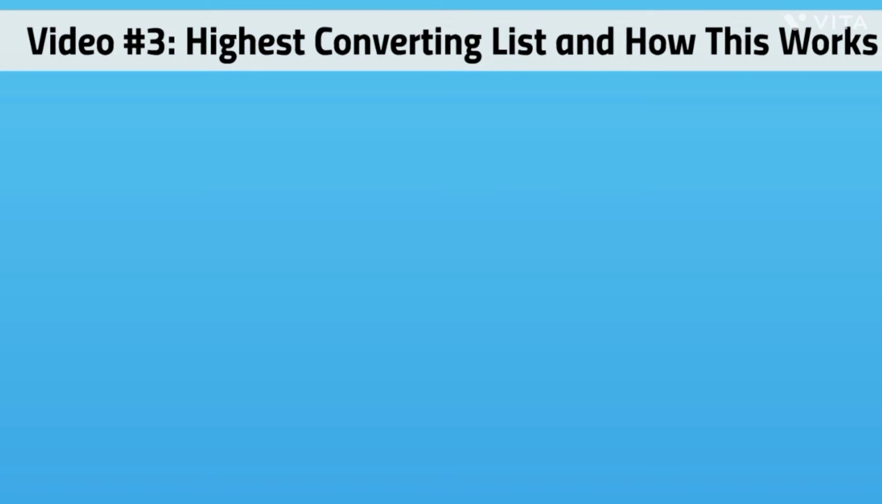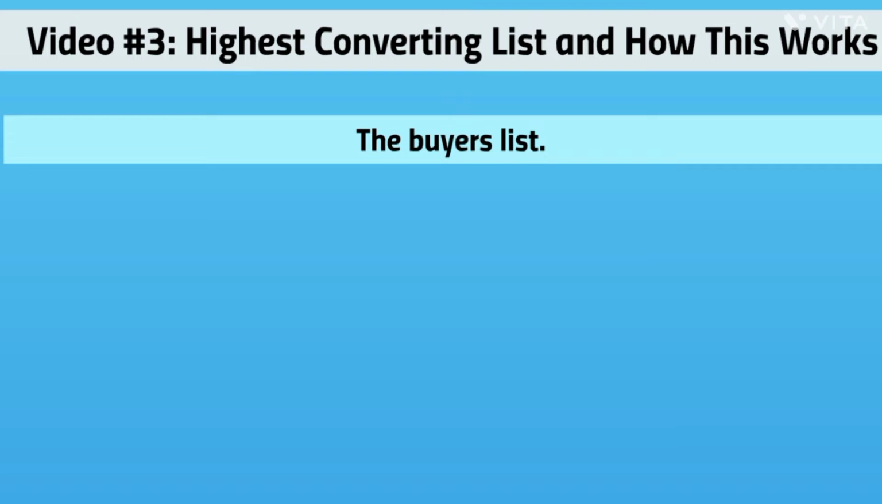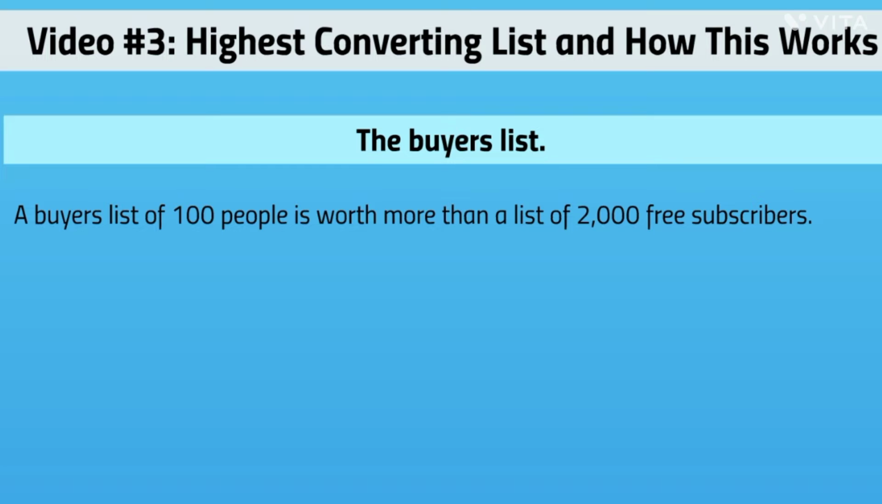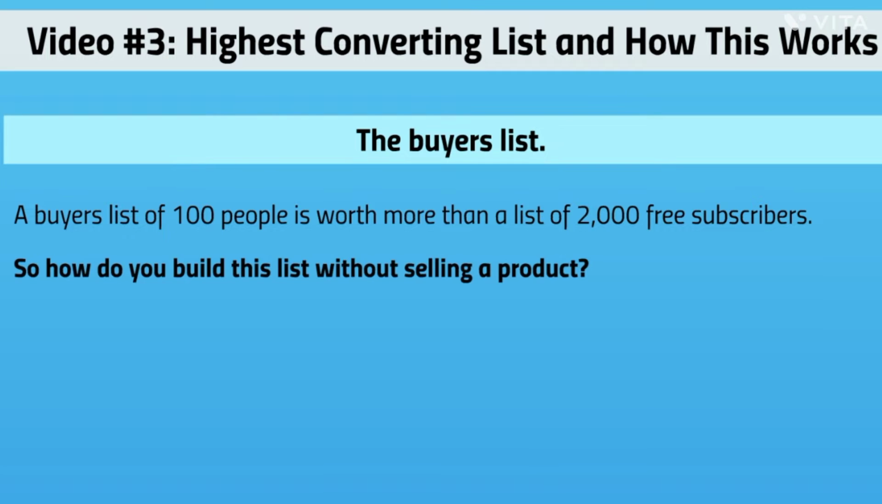Okay, so welcome back. This is video number 3, and we're going to talk about the highest converting list and how it works. We talked about in the previous video that this is the buyer's list. A list of 100 people is worth way more than a list of 2,000 free subscribers. So think about it, because these are people who actually know you. They have purchased a product, somebody else's product, but they still know you and they have seen you on the thank you page. Now, I'm going to talk more about the formula in just a minute, so you'll be able to see everything in a bird's eye view.